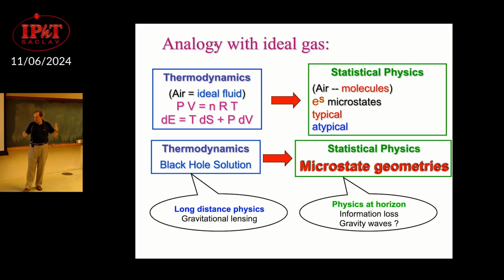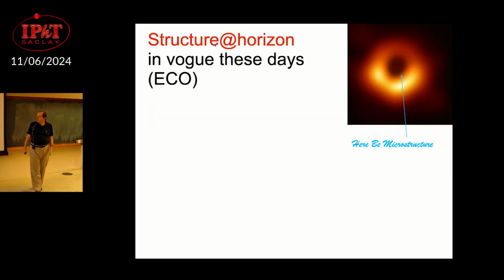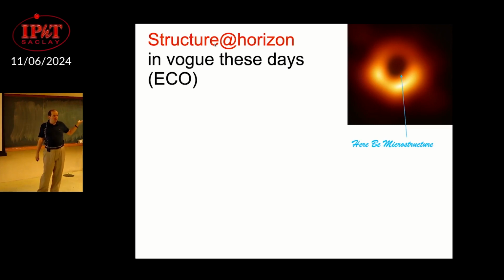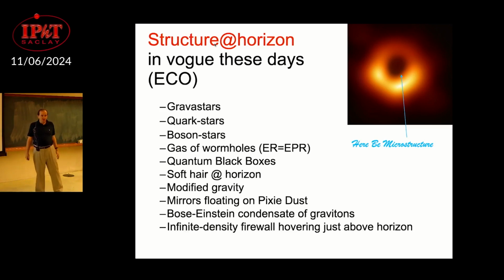I'm just giving you this, and again this is the way people want to do it. And people putting structure at the horizon is very in vogue. We heard yesterday all the talks about people trying to constrain it experimentally, and there are many proposals of things called extreme compact objects. You hear about these things: gravastars, quark stars, boson stars. There's a gas of wormholes.